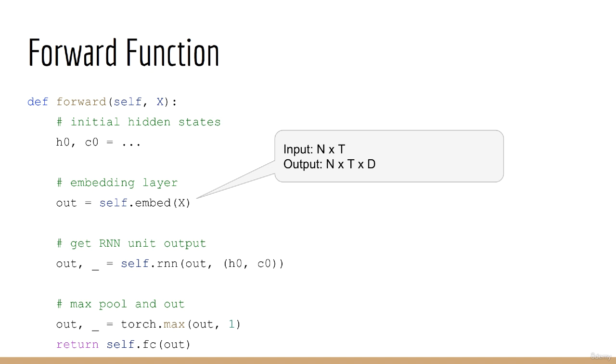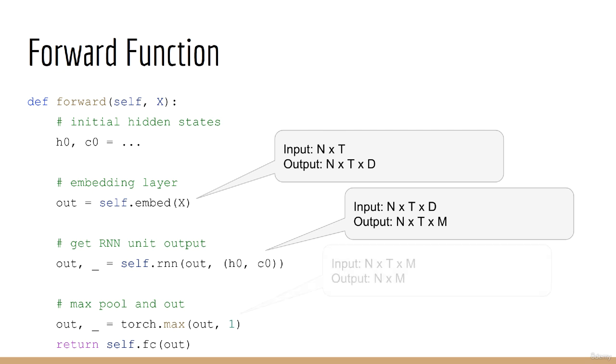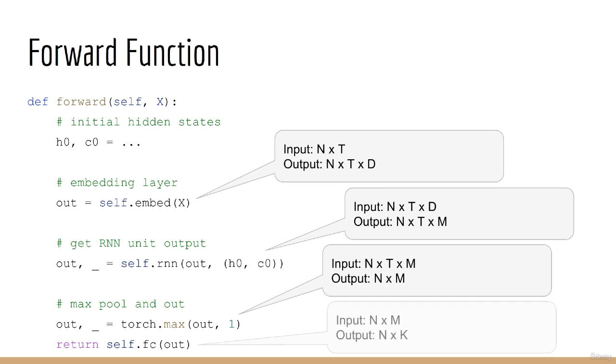Therefore, after this, nothing else really changes. When we pass in an n by t by d through an LSTM, we get back an array of size n by t by m. If we do a global max pool, or we simply take the final hidden state, we get back a 2D array of size n by m. Finally, after passing this through the final dense layer, we get back an array of size n by k.